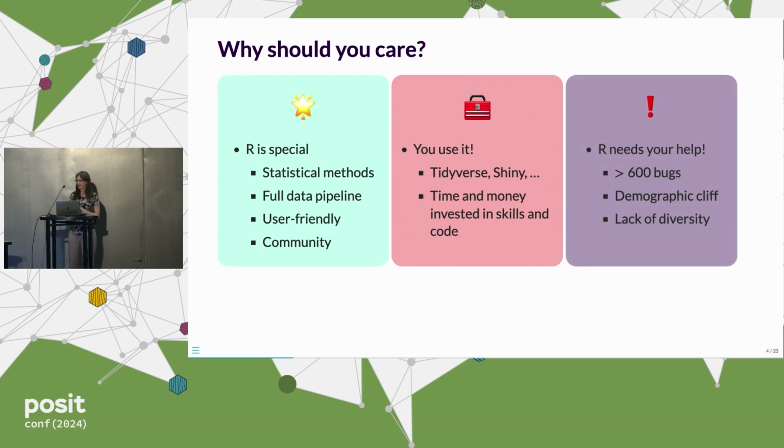And finally, R needs your help, like any open source project. Just as an indicator, it has over 600 open bugs on its bug tracker. I also sort of slightly alluded to this demographic cliff that we're facing. So R is a 30-year-old project. Many of the core developers are near or even beyond the end of their careers. You know, they've retired now, officially. And it's also acknowledged that there's a lack of diversity. So it'd be great to work on this at the same time as we're thinking about bringing new people in.